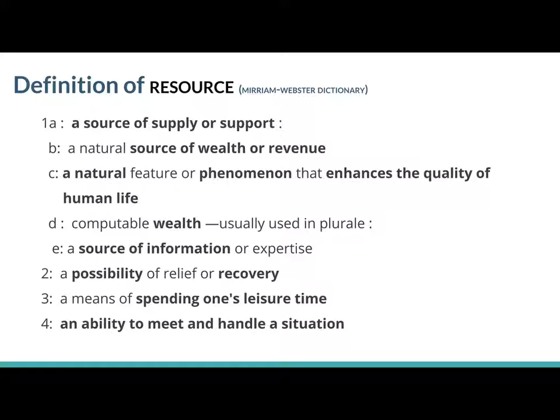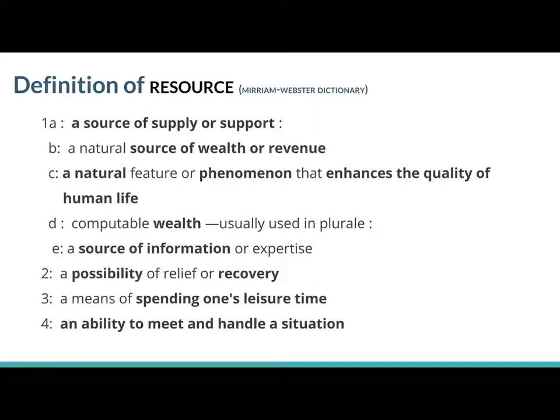Computable wealth, so wealth that you can add up, that'd be like money. I have $1, now I have $50, and that helps us get by in life. A source of information or expertise. Here we think about education. A big part of education, the whole point, is to have information and expertise so that we can make wise decisions for ourselves.